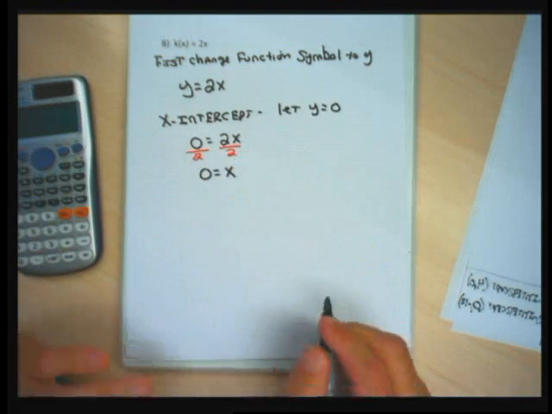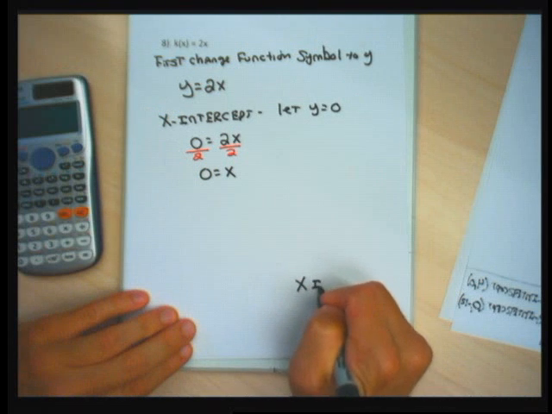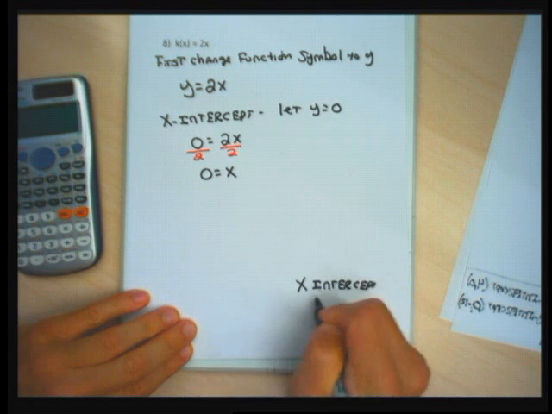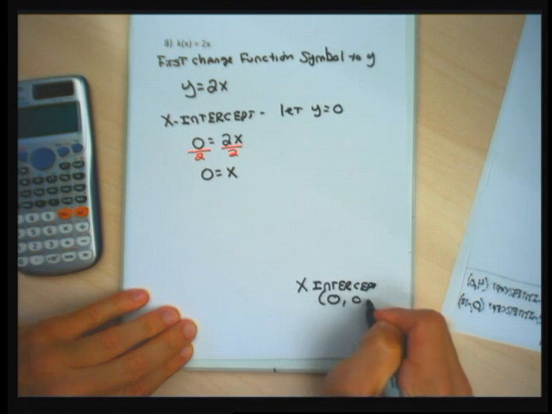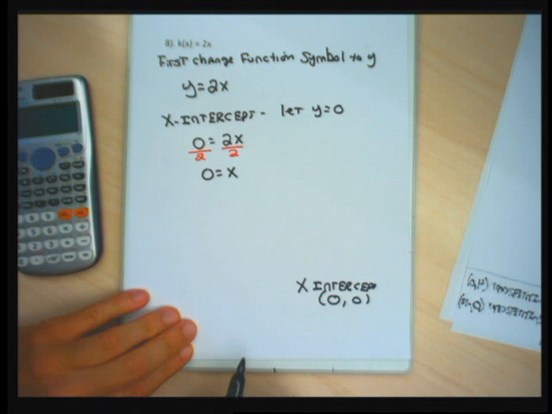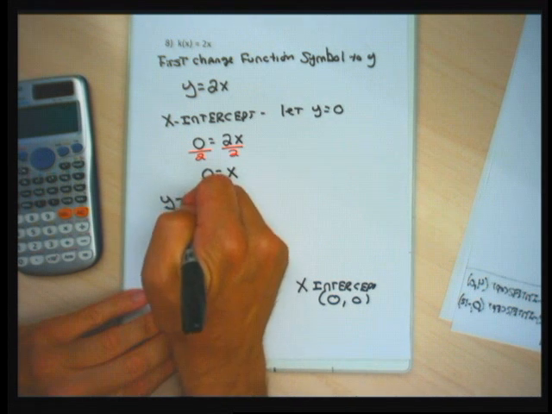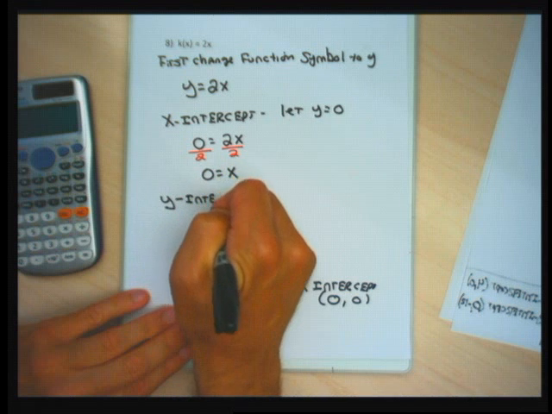The right side is x. And in for my answer for the x-intercept, it's x equal to 0, y equal to 0, the point 0, 0. Anytime you get 0, 0 for an intercept, an x-intercept, that will also be a y-intercept.